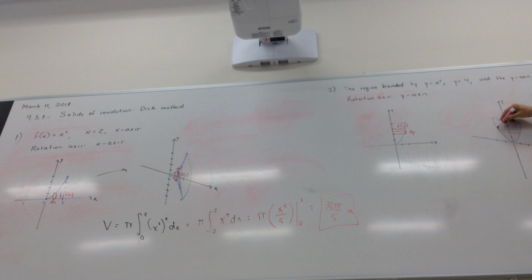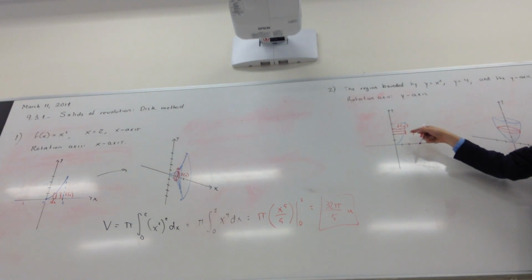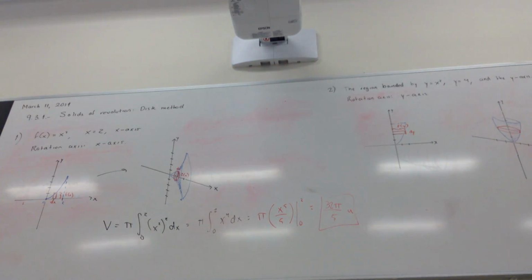Which dy? Is dy? It's just the height of the rectangle. Yeah. It's not a specific value, it just represents the height of the rectangle or the width of the disk. Okay? So this is the dy and the radius, that's f of y. Okay?